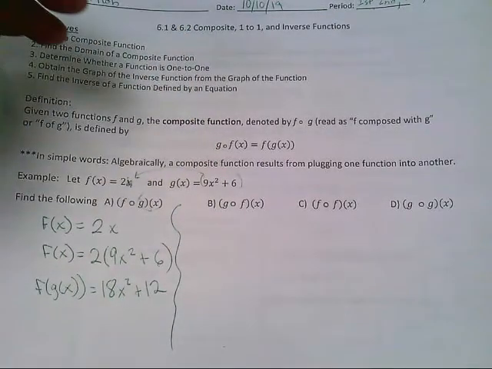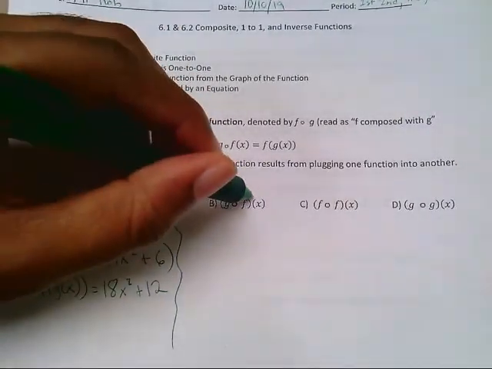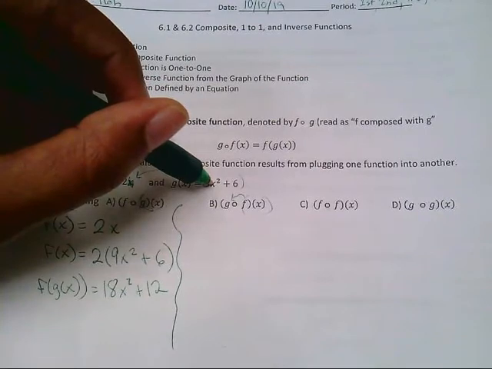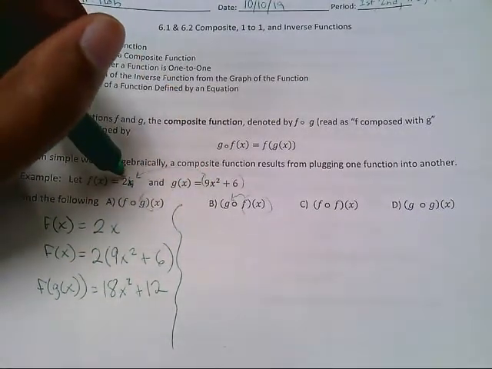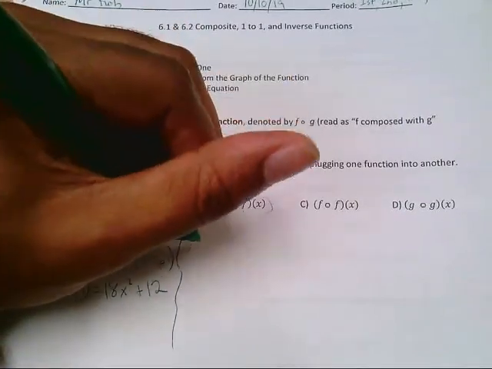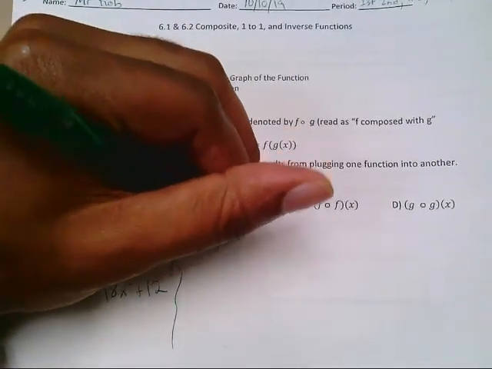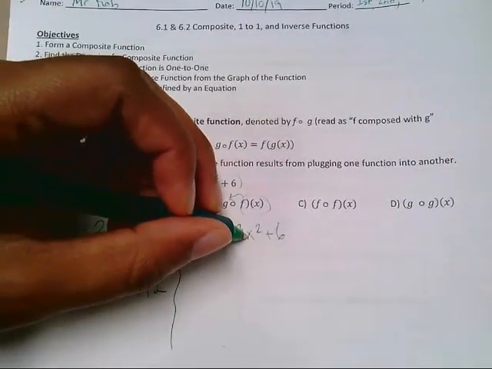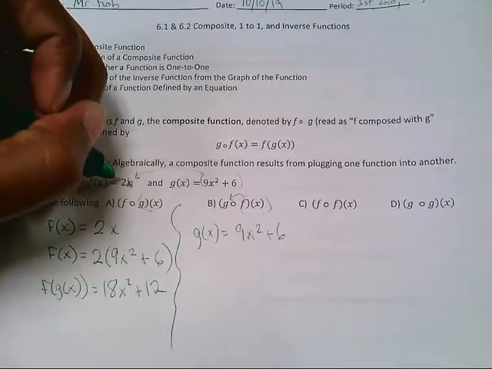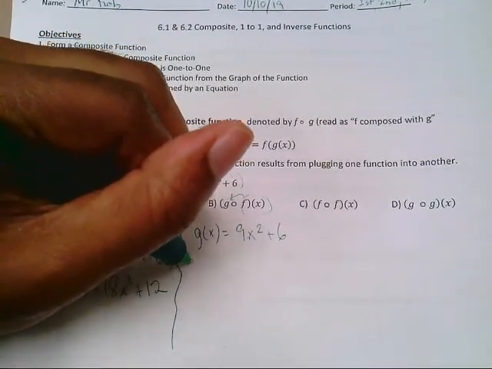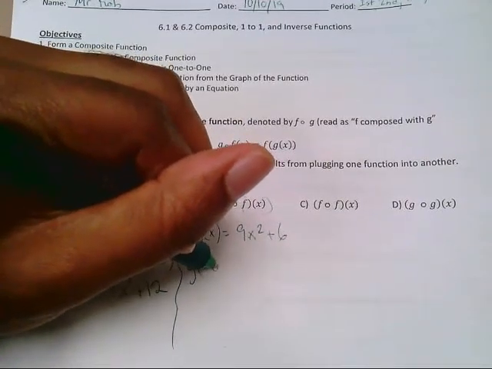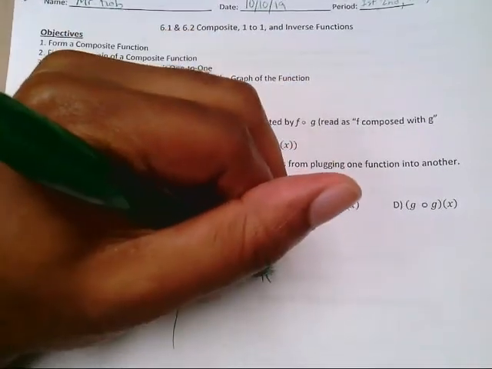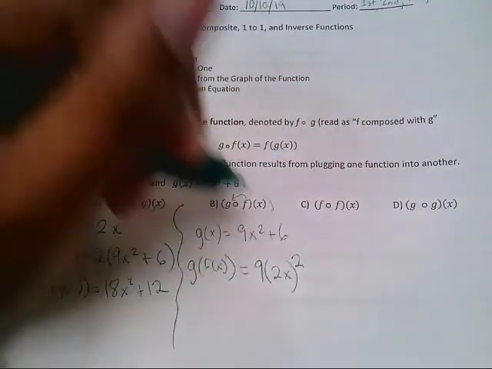So now for b, we have g of f of x. This time we're taking f of x and plugging it into g of x. So everywhere there's an x in the equation for g, we're going to take the x out and put 2x in its place. Originally for g of x, we had 9x squared plus 6, but this time we're going to take the x out and put 2x in its place. So we have g, and we're plugging f of x into the g function. We'll have 9, and then instead of x, we'll have 2x, squared, and then plus 6.